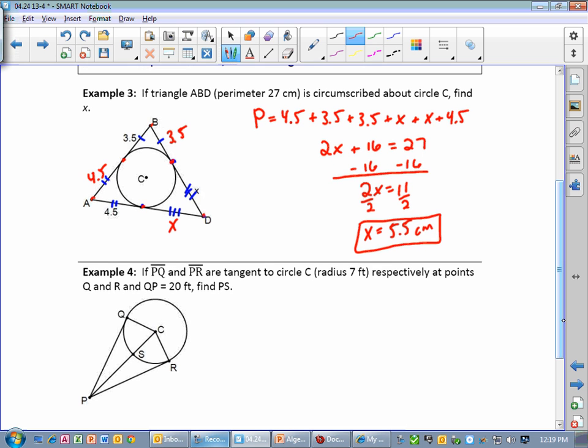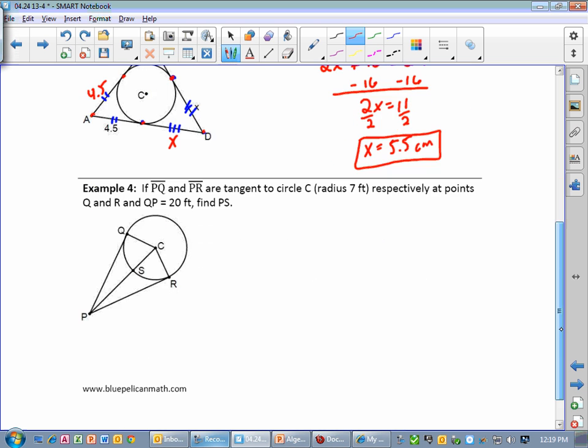So we use the second theorem there. If segment PQ and segment PR are tangent to circle C, the radius is 7 feet, respectively at points Q and R, and QP equals 20, find PS. Now there's this word respectively. This is the second problem that's had that. Remember, we talked about this last semester. Respectively just means in the order that's presented.